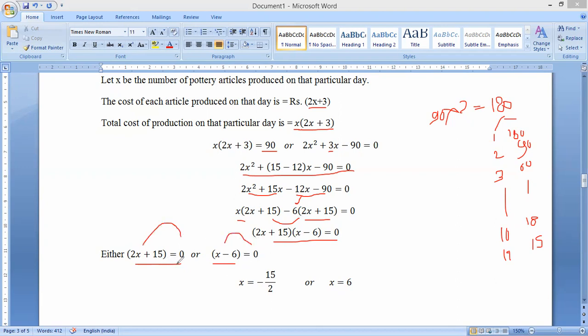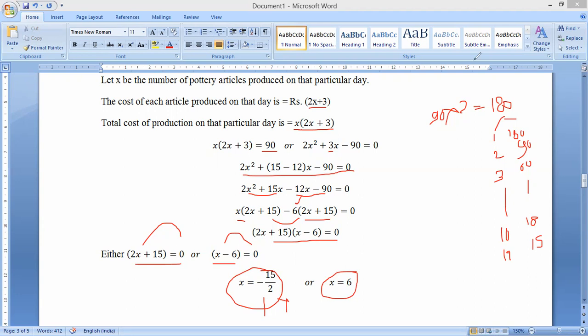So if 2x plus 15 is equal to 0, then the value of x is equal to minus 15 upon 2, and this is negative. The number of pottery articles cannot be negative, so we do not accept this. So if x minus 6 is equal to 0, then the value of x is equal to 6. It means the number of pottery articles produced that day is equal to 6.